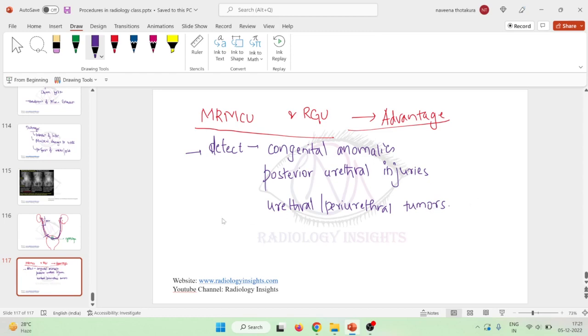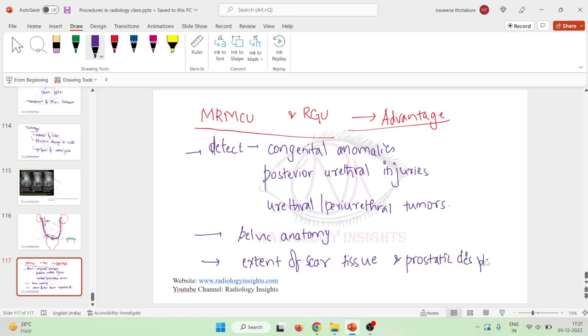Then it is also helpful for assessing the pelvic anatomy. For analyzing the pelvic anatomy we can use this MRMCU or RGU. Then this also shows the extent of scar tissue. If there is any injury that has resulted in fibrosis, then the extent of scar tissue, and also if there is any prostatic displacement, these can be assessed by using these techniques.